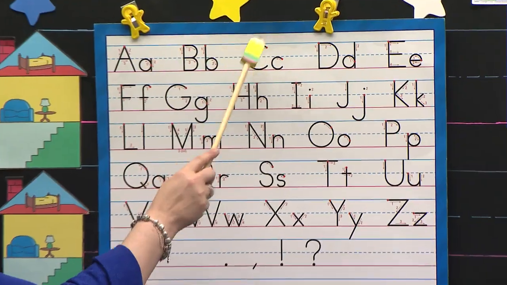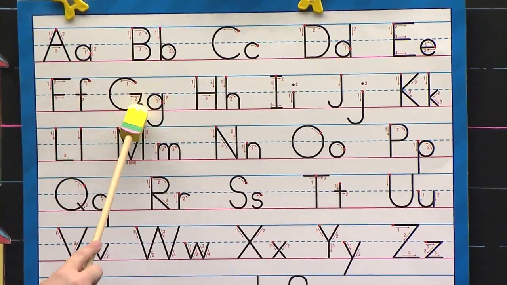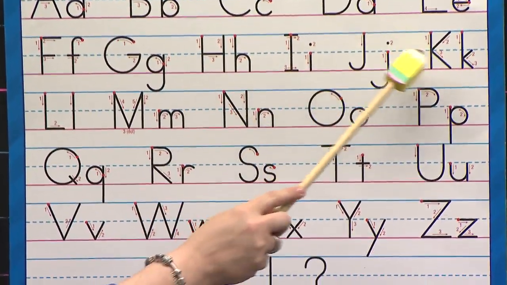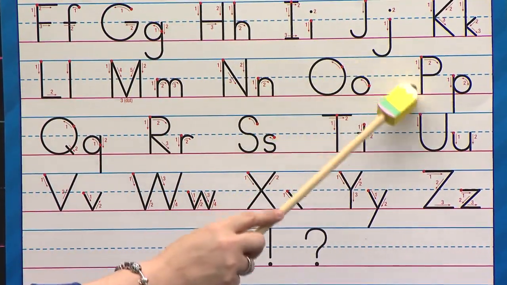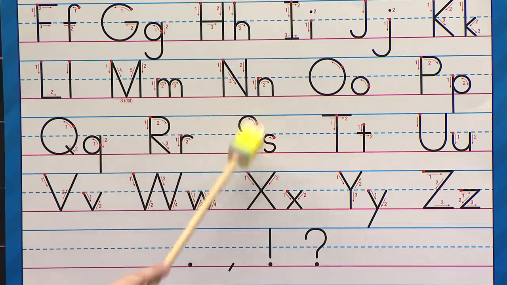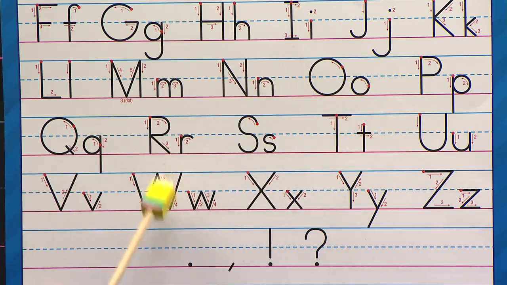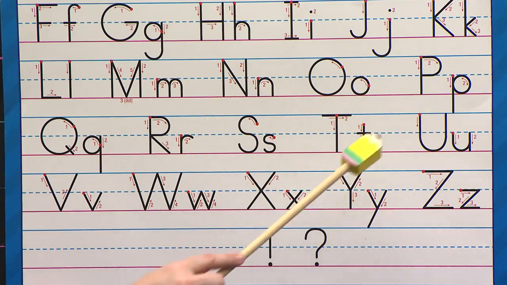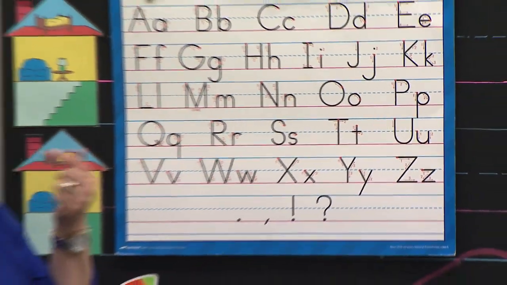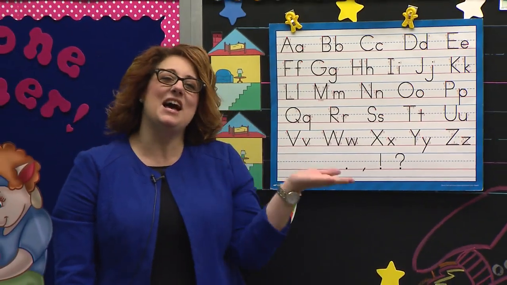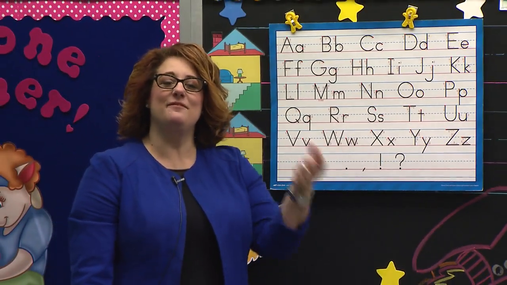A, B, C, D, E, F, G, H, I, J, K, L, M, N, O, P, Q, R, S, T, U, V, W, X, Y, and Z. Now I know my ABCs. Tell me what you think of me.